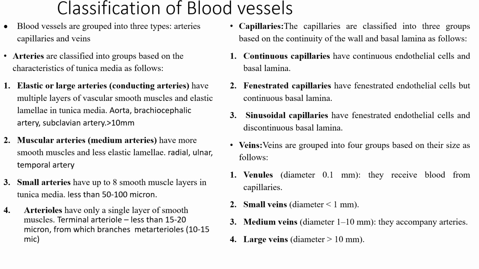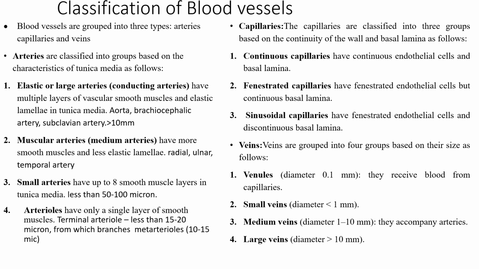The second variety: the elastic arteries will divide and redivide to form muscular arteries. These are also known as distributing arteries as they distribute blood to the body, and these are medium sized. In the tunica media of muscular artery, more amount of smooth muscles are present and fewer elastic lamellae are there. Examples of muscular arteries: radial artery, ulnar artery and temporal artery.